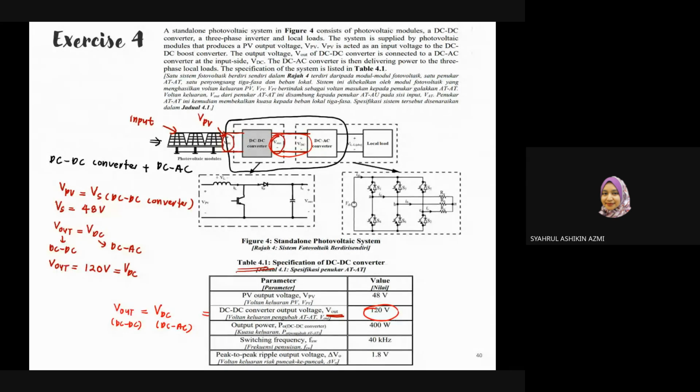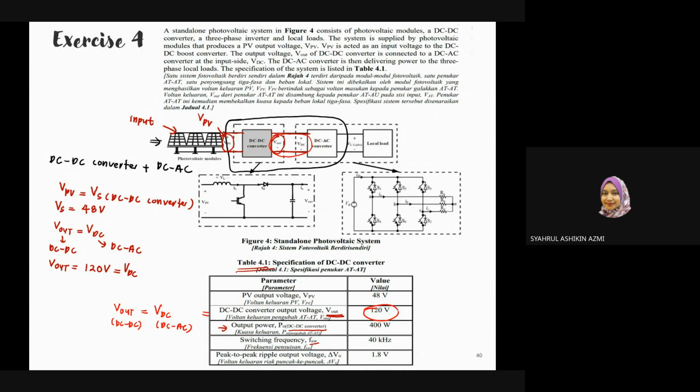Right, so that is how you translate the figures and the parameters given in this table over here. Okay, this one here, the third line is your output power. You look here at the DC to DC converter, this is the output power for the DC to DC converter, which is given as 400 watt. Okay, only for the DC to DC converter.